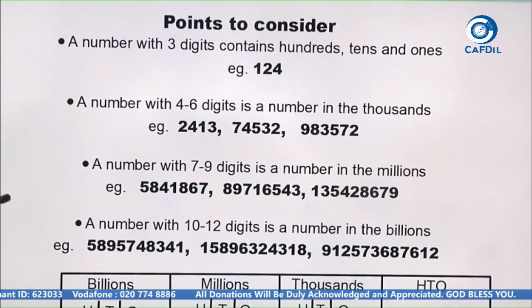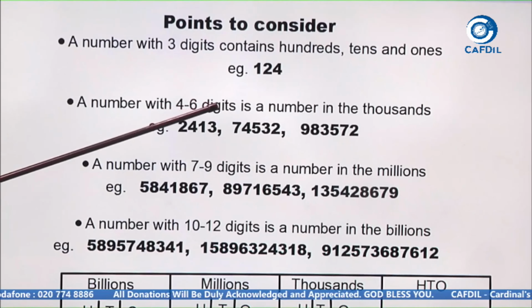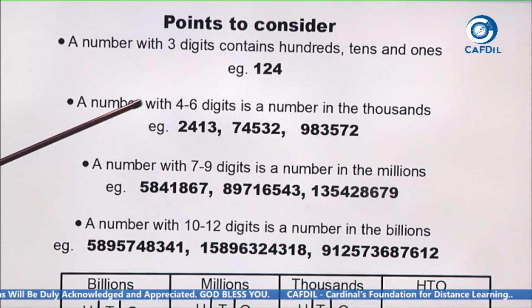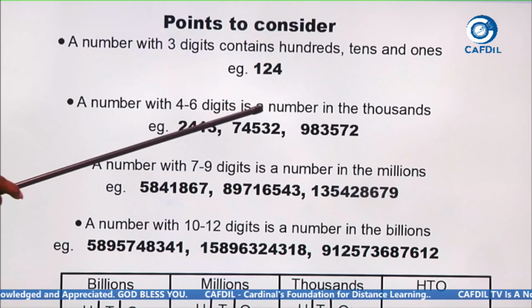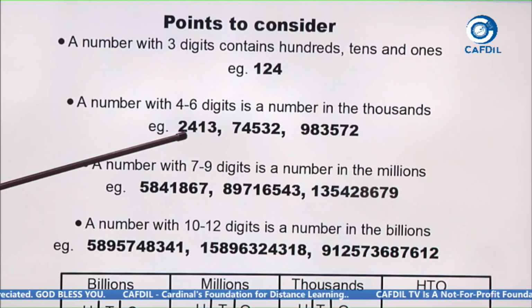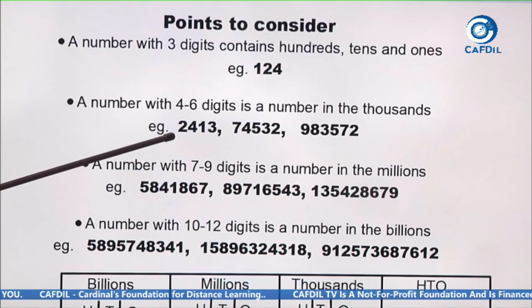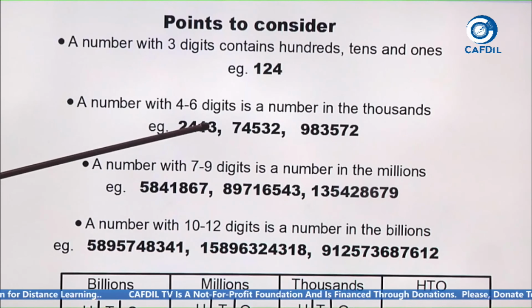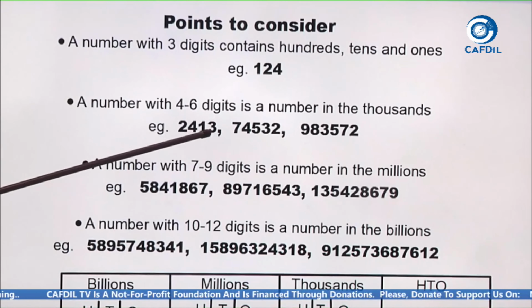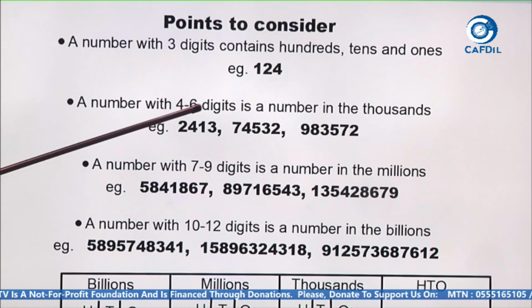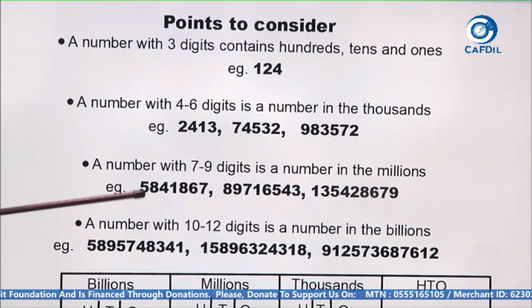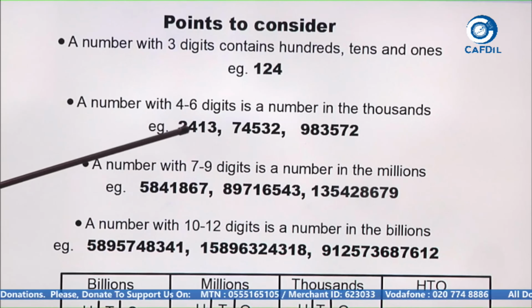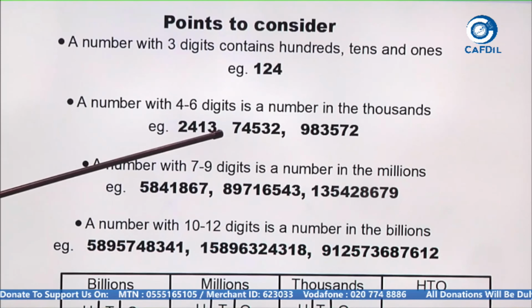Let's move to the next point. A number with 4 to 6 digits is a number in the thousands. When you pick this number, for instance, how many digits? 1, 2, 3, 4. So this number here is in thousands. Let's check. We have ones, tens, hundreds, and then thousands. This is a number in thousands. So this is 2,413.